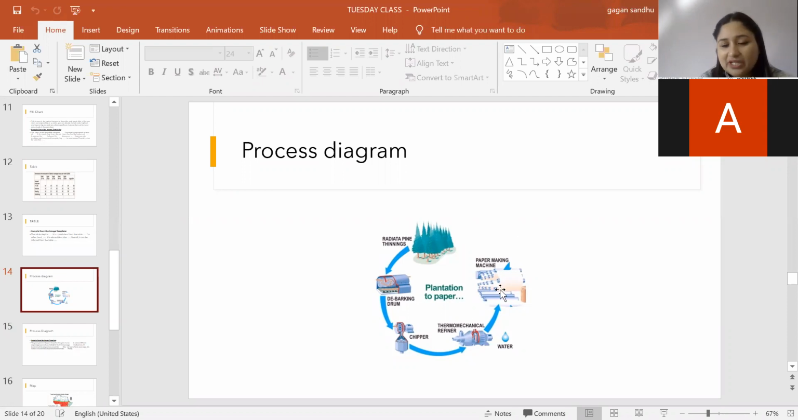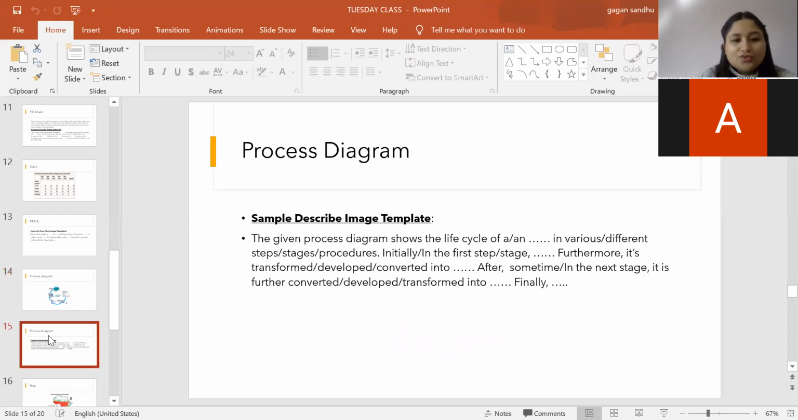However you have started from the wrong direction, don't worry about that. You won't be losing marks on content as long as you are speaking everything which is in the diagram, right? So this is the process diagram template. The given process diagram shows the life cycle of an, so it is with different sentences. Every space in the template is where you pick up the information from the diagram and fix it in here, right?